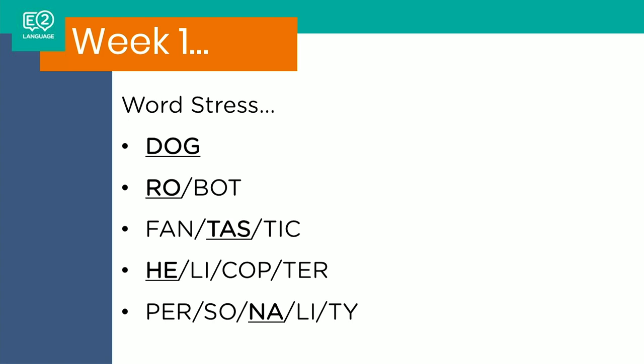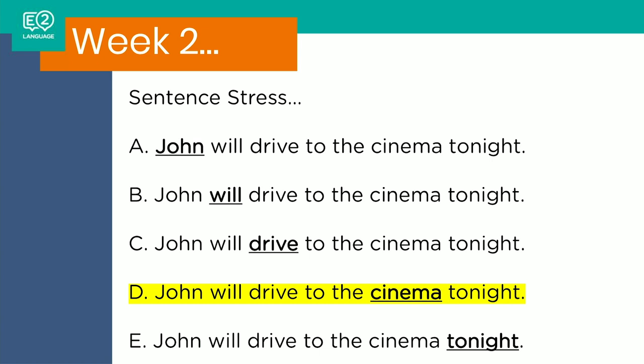What syllable do we place emphasis on in the word to make it sound correct? Dog, robot, fantastic, helicopter, personality. In week 2, we looked at sentence stress. So if you put emphasis on a particular word in a sentence, it changes the meaning. So for D, John will drive to the cinema tonight, not the supermarket.